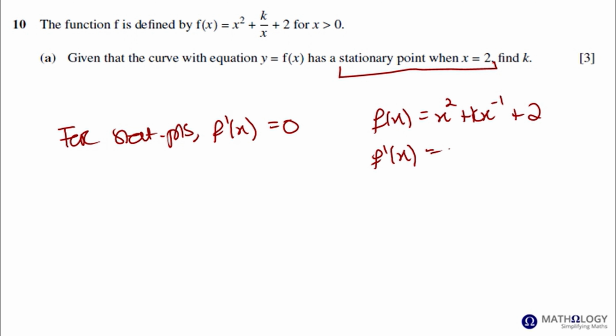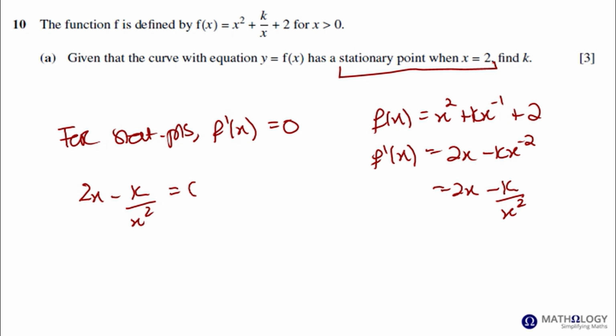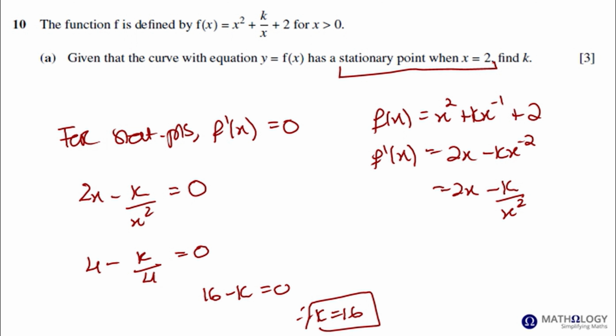F prime x equals 2x minus k x to the minus 2, which is 2x minus k over x squared. So 2x minus k over x squared equals 0. We have a stationary point when x equals 2, so 2 times 2 is 4 minus k over 2 squared, 4, equals 0. 16 minus k equals 0, therefore k equals 16.